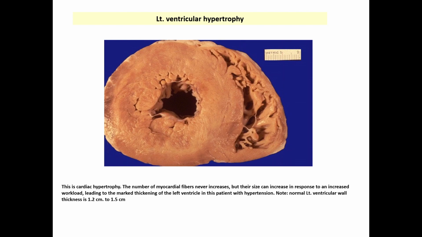On the left side is the left ventricle, and on the right side is the small cavity of the right ventricle. You see the number of myocardial fibers never increases, but their size can increase in response to an increased workload. Here we have the possibility of persistent hypertension, which leads to marked thickening of the left ventricle in this patient with hypertension.